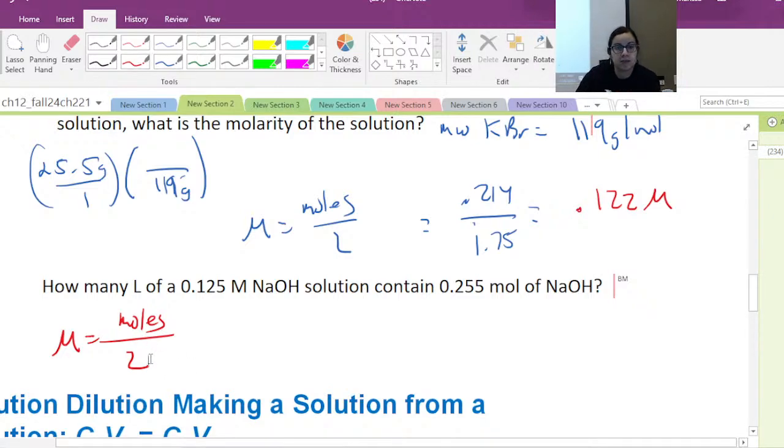Does that assume that the solution is saturated? I mean, that's not what it's asking, because saturated is different, right? It's just saying that it's a 0.255 molarity solution.